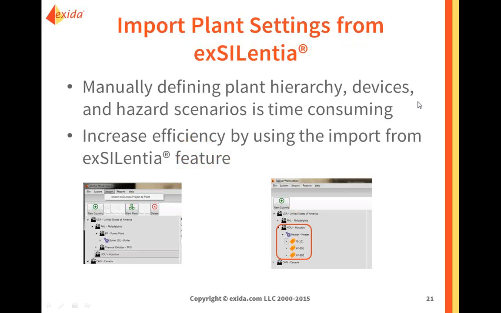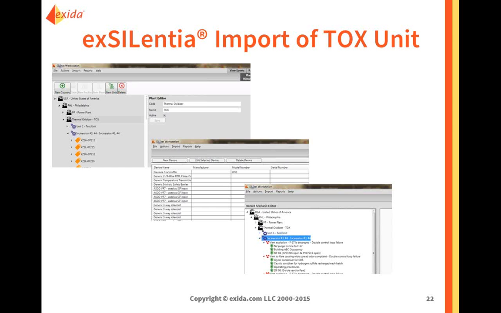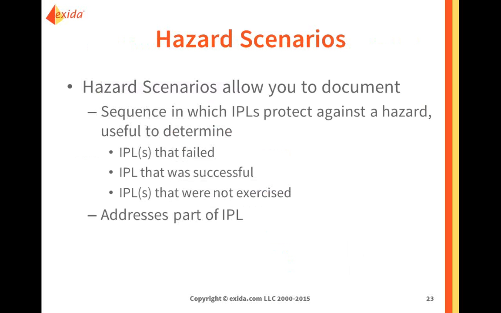And then here are just some examples of how we can import stuff out of Excellencia. Just simply say import an Excellencia project. And then this is an example of a thermal oxidizer unit that simply imports that information into the project, or into the SILStat file.